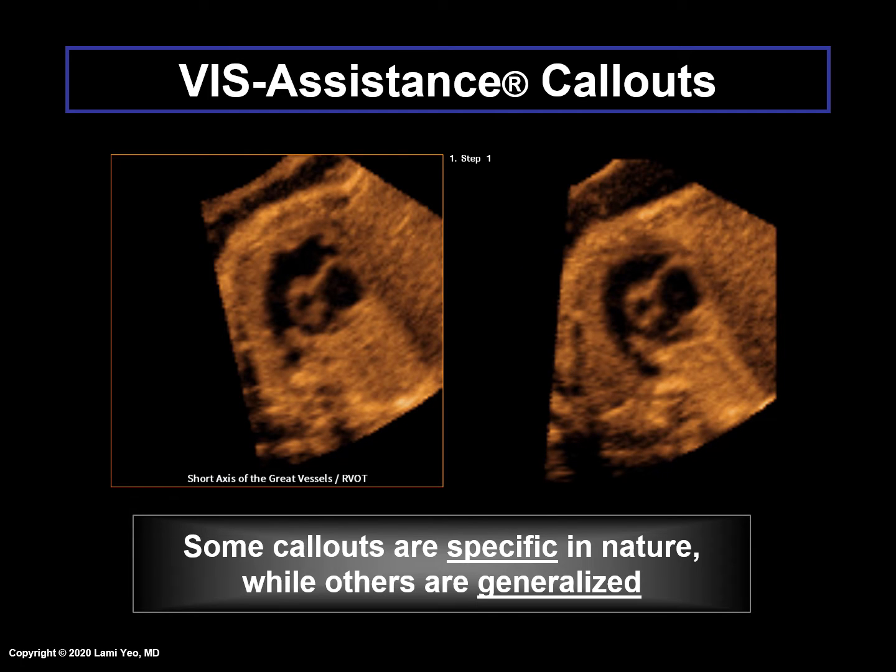In contrast, this is an example of a generalized callout. In this VISA of the short axis view of the great vessels and right ventricular outflow tract, the first callout only states step 1, and the image differs from the diagnostic plane image on the left side.